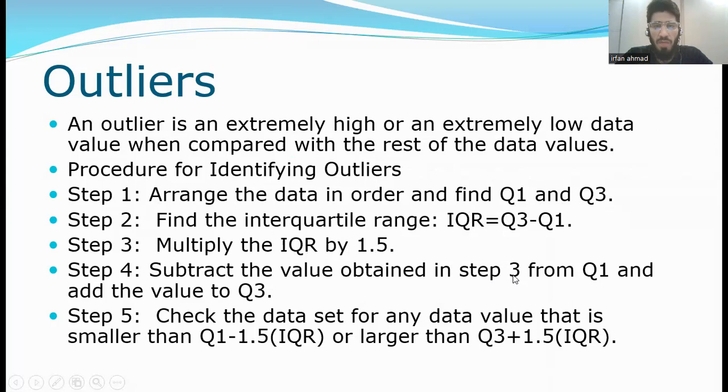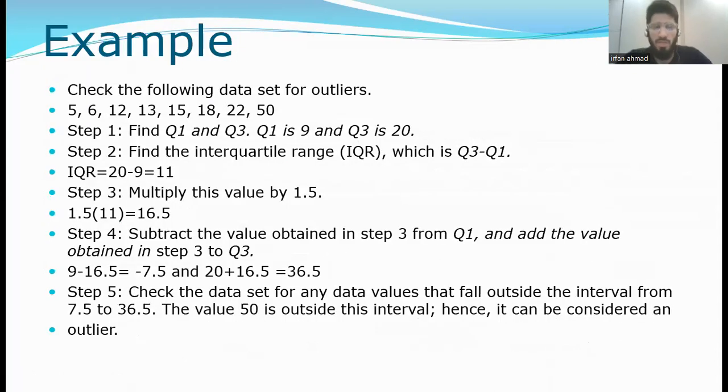Subtract the value obtained in step 3 from Q1, and add the value to Q3. Then check the data set for any data value that is smaller than the lower limit or larger than the upper limit. Okay, now we will do an example. From the example you will understand it.